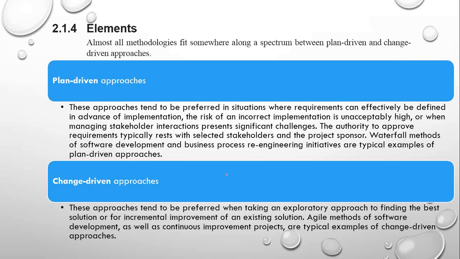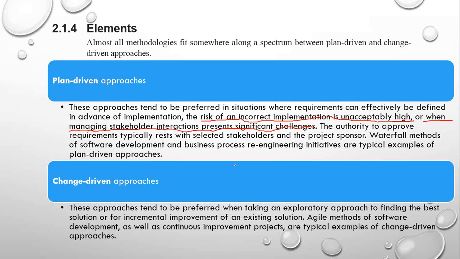As I said earlier, why the plan-driven approach? You can go with the plan-driven approach only when, see here, the risk of incorrect implementation is unacceptably high, or when managing stakeholder interaction presents significant challenges. So there are multiple reasons listed over here. Either the changes we are talking about can be very costly, and if they are, that means we cannot go with the change-driven approach. We need to take a plan-driven approach where we first plan and then move forward. So it happens in waterfall.